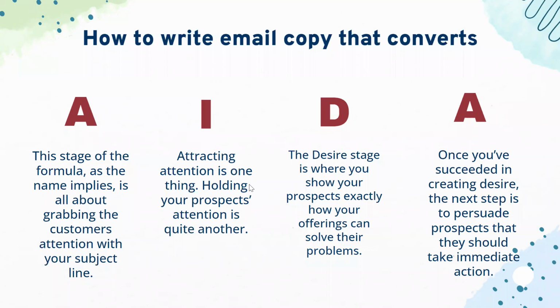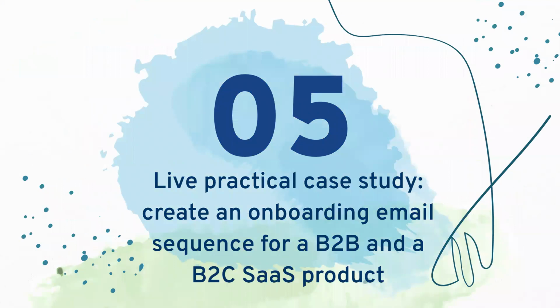That's the second stage. Then the third stage is the desire stage. Yes, this is what our product does, and this is how it can solve your problem. And then the fourth step is the action step. Like I said a couple of minutes ago, depending on the kind of email you are building, there's always a call to action, right? What you want the customer to do right after reading the email. So keep this in mind whenever you are writing copy for the emails in your onboarding email campaign. We are going to move on to our practical now.